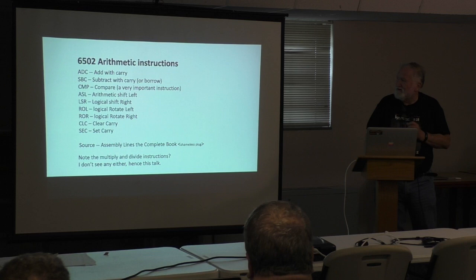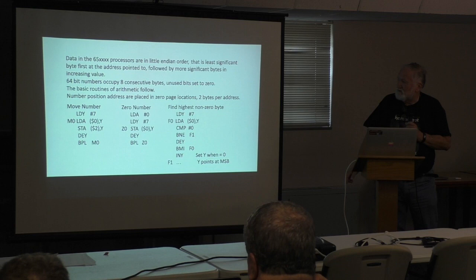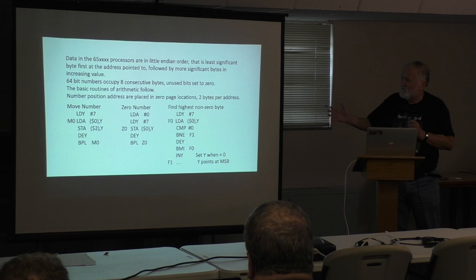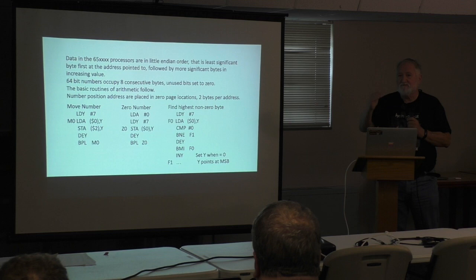Those are all the arithmetic instructions on the 6502. You'll notice there's no multiply and no divide. I was going to do this for a 256 byte number, but I discovered a gotcha, so I settled for the 64 bits somebody suggested. Those are the routines that move a number from one area to another, zero the number, and this, by the way, very high order gloss, finds the highest byte in the number that's got data in it. This is useful and not useful, but you can figure it out.